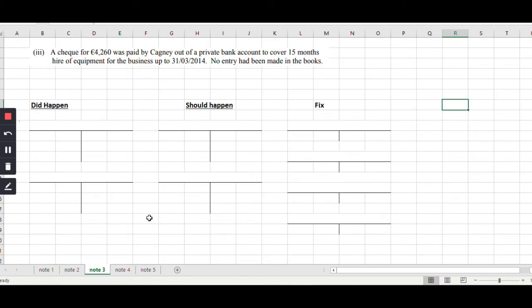Note number 3. A cheque for €4,260 was paid by Cagney out of a private account to cover 15 months hire of equipment for the business up to 31st of the 3rd, 2014. No entry had been made in the books. So in this case, because no entry had been made in the books, we don't have a did column and we don't have a fixed column. It's all about the should column. Okay, we only have a should column.